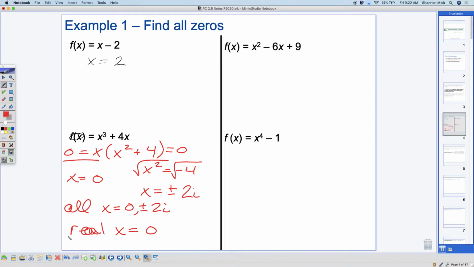Why is it positive and negative? Because anytime you take the square root of something, it's plus or minus. If I square positive 2i, I get negative 4. Or if I square negative 2i, I also get a negative 4, because when you square the number, both of them work.